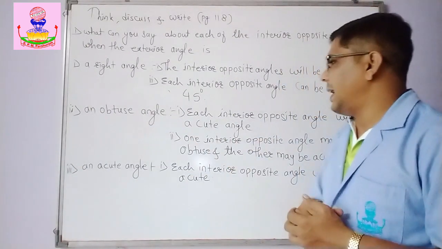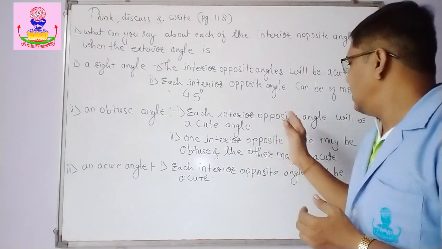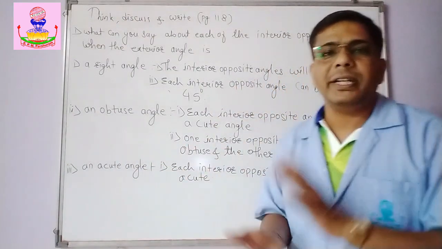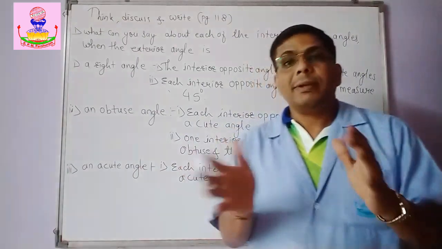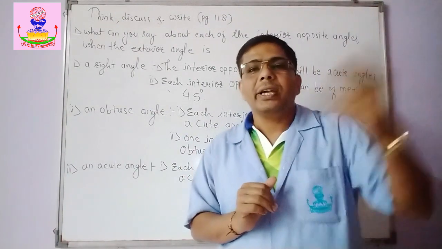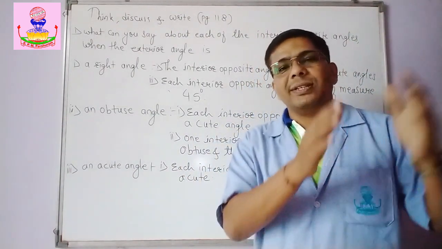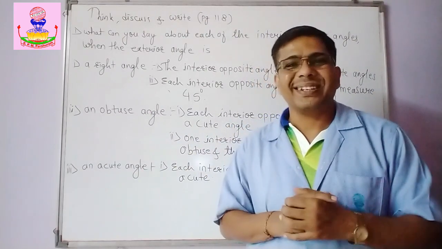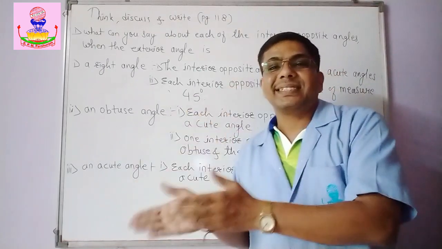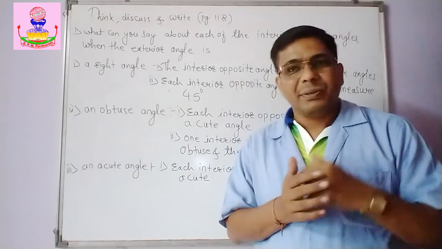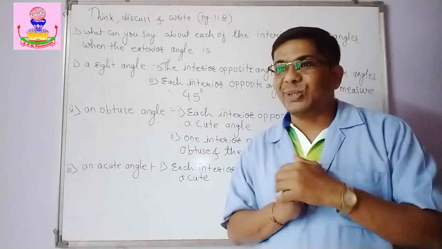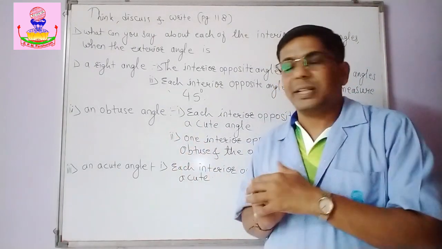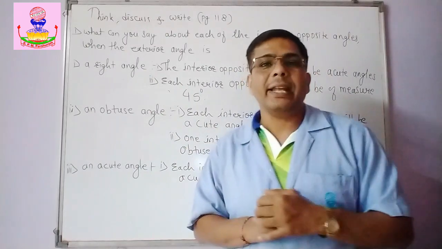Then obtuse angle. When I say each interior opposite angle will be acute, for example, if the exterior angle is 120 degrees, the interior angles can be, suppose, 70 and 50. Both are acute. Or 60 and 60, both of equal measure. Again it is isosceles, so they can have equal measure also. That condition I have not taken into consideration here, but both can have equal measure.